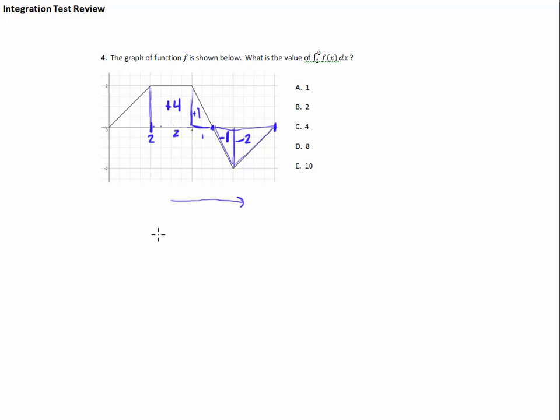So let's see what we got here. We got 4 plus 1 is 5, and then we've got plus a negative 3. 5 plus a negative 3 is 2. Correct answer is B. All right, let's take a look at the next one.